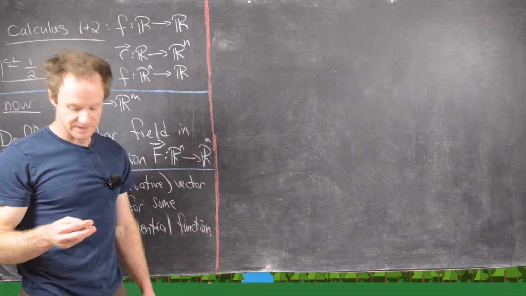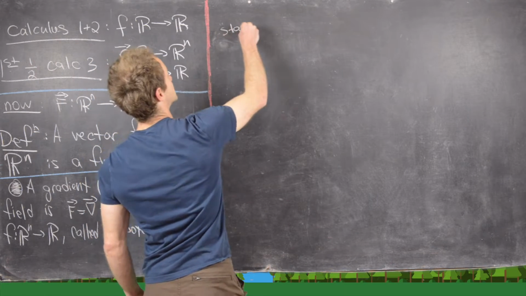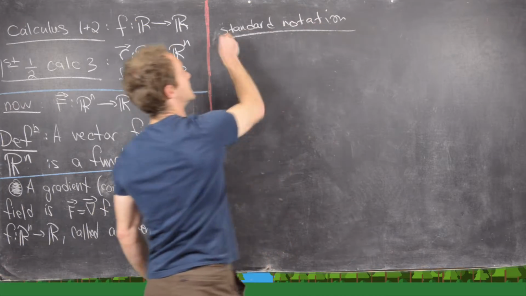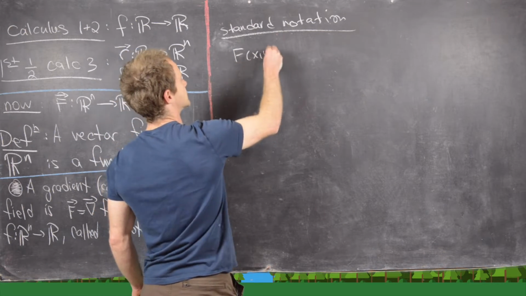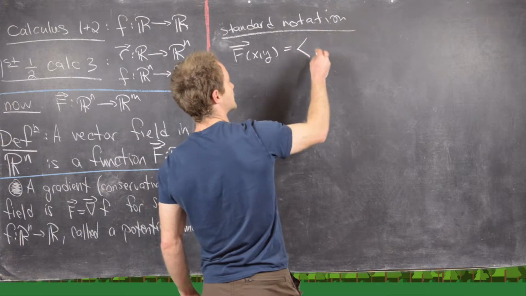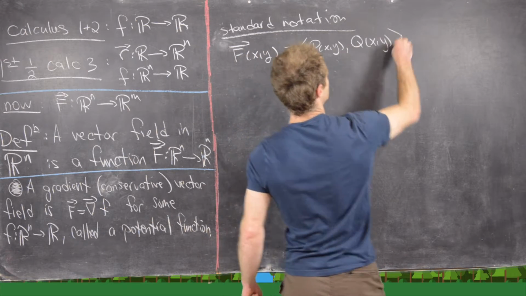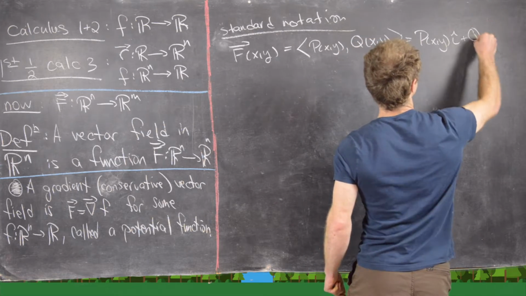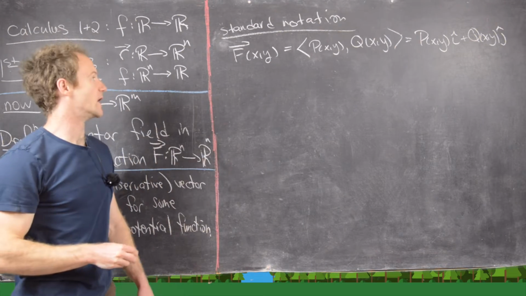Okay, so before we do some examples, I want to give you some standard notation for vector fields. Standard notation for vector fields in R2 is as follows. Generally we'll write F of xy as the vector field built by P of xy, Q of xy, or maybe P of xy in the i direction plus Q of xy in the j direction. It's pretty common to see them both ways.